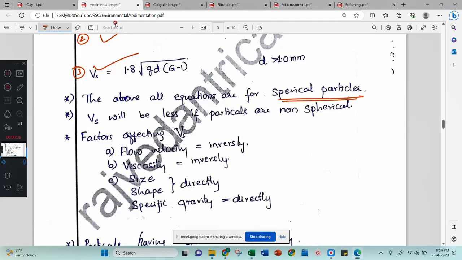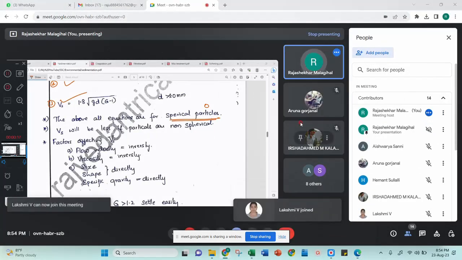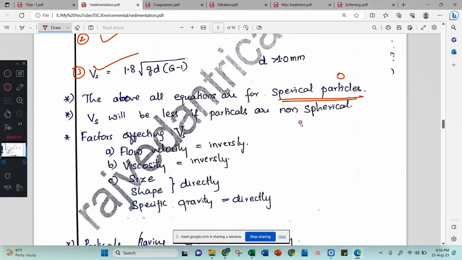Here the scientist Stokes assumed that the particles are spherical in shape. Then the question arises: if the particles are non-spherical, then what happens? Vs will be less if the particles are non-spherical. For that, we have to multiply some coefficients or constants. Then we have to get it. Right?